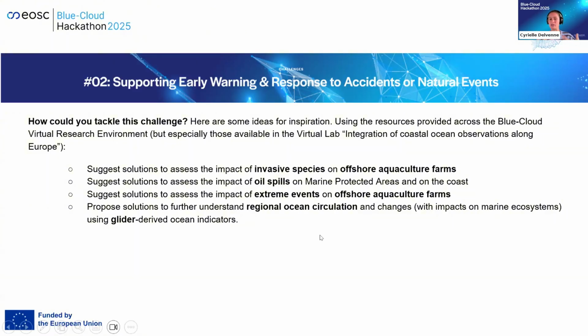And then the last one is just to better understand the regional ocean circulation and how it will change either with increasing temperature or with certain changes. Some places are installing new ports in some areas. For example, in the Caribbean Sea, there's a lot of projects for new big ports for ferries on very small islands, so that will have a huge impact on local ecosystems, on local currents, etc. So you can also use this VLab to better understand how these changes would impact either ecosystems or other things. And you can also use thematic service 3 of VLab 1 for everything that's glider-derived ocean indicators.